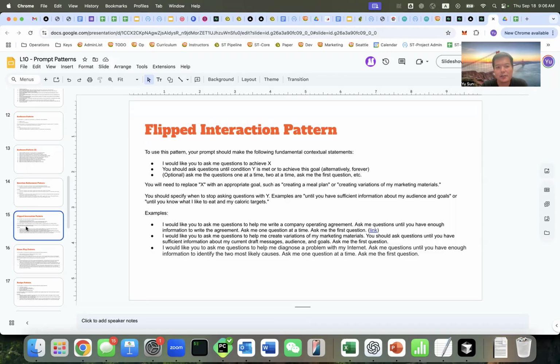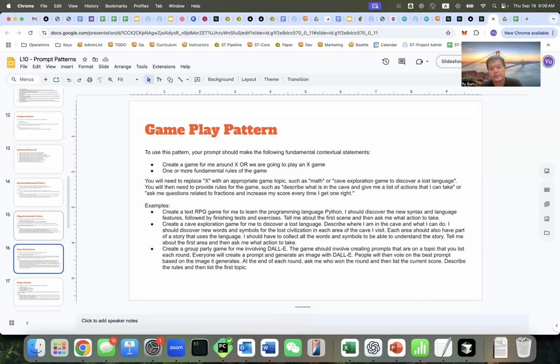Okay, so that's the flip interaction pattern. Everything we talk about in this course is probably super easy. This is the same thing you can teach to middle school students. But generative AI at this level, I think, is really, really practical. It's just a matter of whether you know this or not. Once you've seen it, you can start to use it right away.